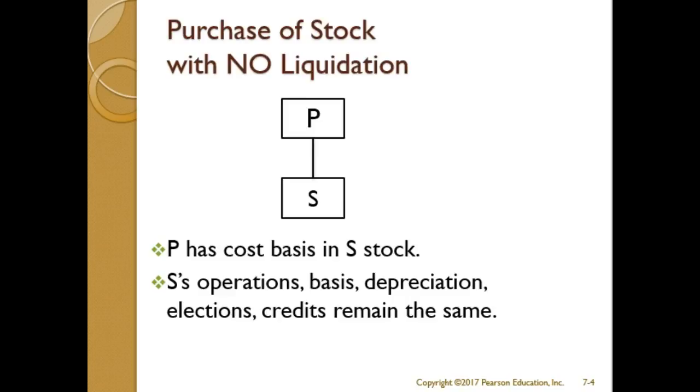Okay, so when there's a purchase of stock with no liquidation, the purchaser has cost basis in S stock. I think they're using P and S for parent and subsidiary. And then the S corporation's operations, depreciation, basis, elections, credits all remain the same. So new shareholder, no tax liability associated with this, and the basis, everything remains the same. It's just basically a new shareholder.